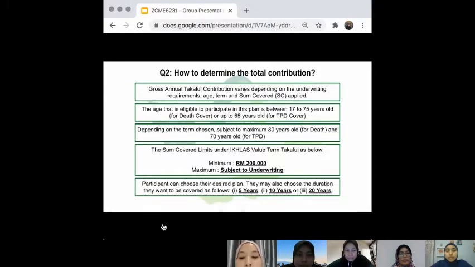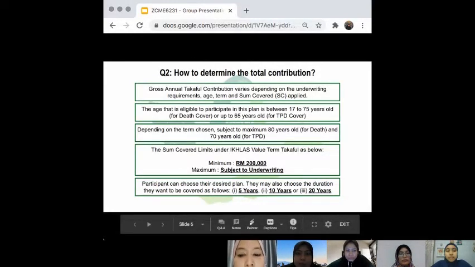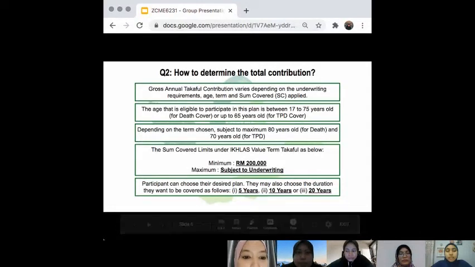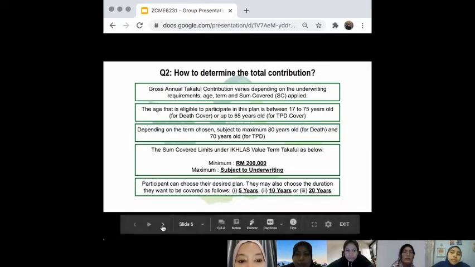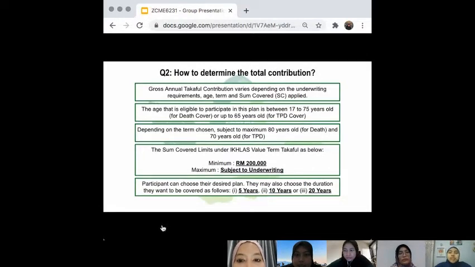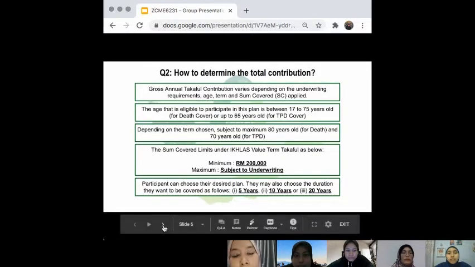I'm Siti Faizka. For question 2, how to determine the total contribution? In this plan, the gross annual Takaful contribution varies depending on the underwriting requirements, age, term, and sum covered applied. The age eligible to participate in this plan is between 17 to 75 years old for death cover, or up to 65 years old for TPD cover, and depending on the term chosen, subject to a maximum of 80 years old for death and 70 years old for TPD.